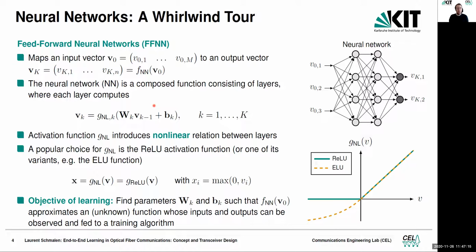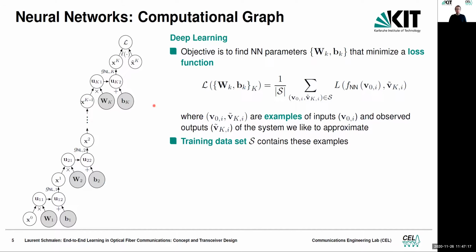How does this work? Well, in order to work, we need to define a loss function. This loss function L depends on those parameters W and b, and it's essentially comparing the output that the neural network generates with the desired output. So you have a so-called training data set S. This training data set contains inputs to your system, vectors v0, and it contains desired outputs, v tilde. So what you do is you take your input, you process it by the neural network, and you compare it to the desired output.